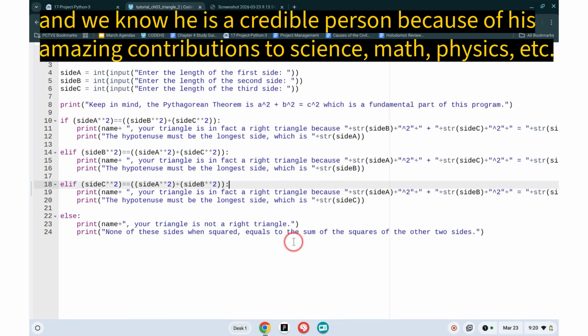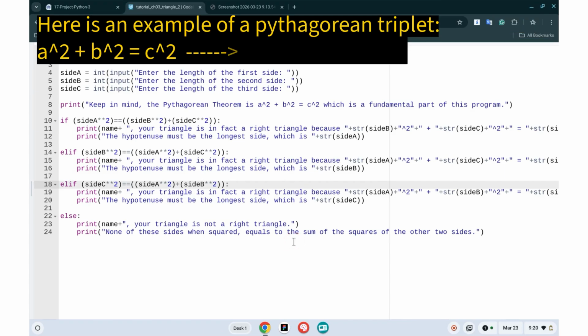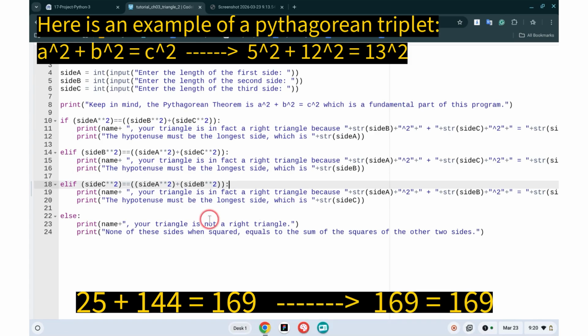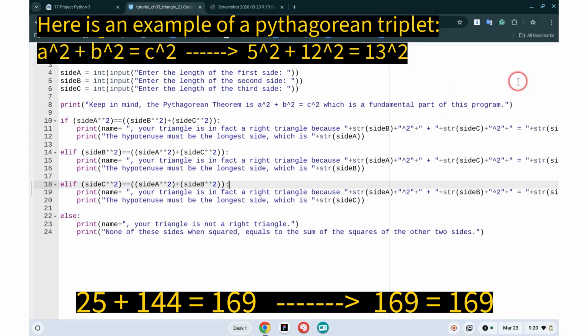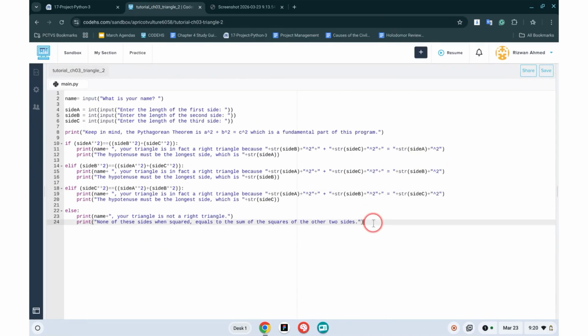hypotenuse. If none of those are true, then we have an else to go to. We should always program an else, otherwise the if statement will not print anything at all. So it will say your triangle is not a right triangle. None of these sides when squared equals the sum of the squares of the other two sides, which is proven by this formula. Now let's move on to the output demonstration.